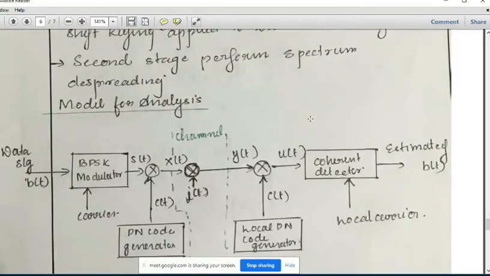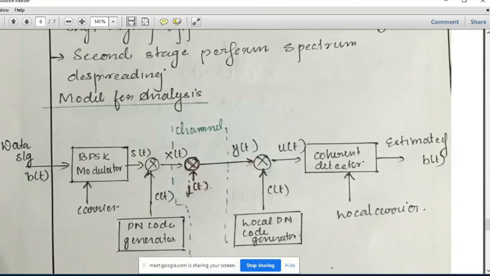Now we will give the model for analysis. The data signal b of t is given to a BPSK modulator supplied by a carrier, S of t, and it is given to a PN code generator, C of t. And now we get our X of t. This X of t is passed to a channel, where it gets added with some interference J of t.